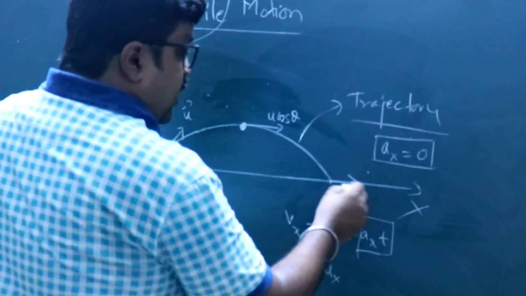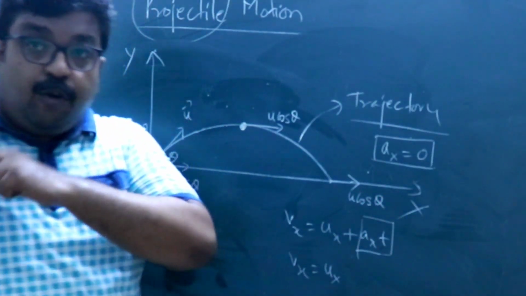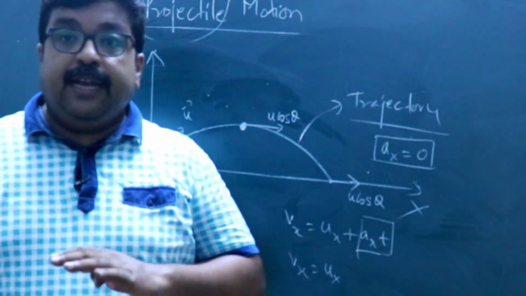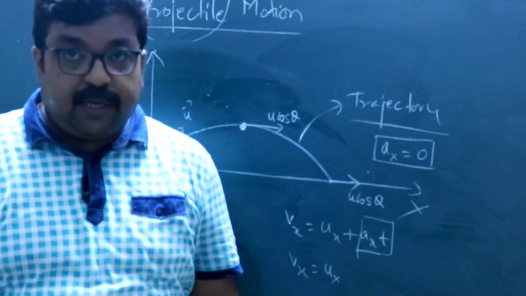Here also the horizontal velocity will be u cos theta. Okay, the horizontal component of velocity at any point along the trajectory is going to be u cos theta.